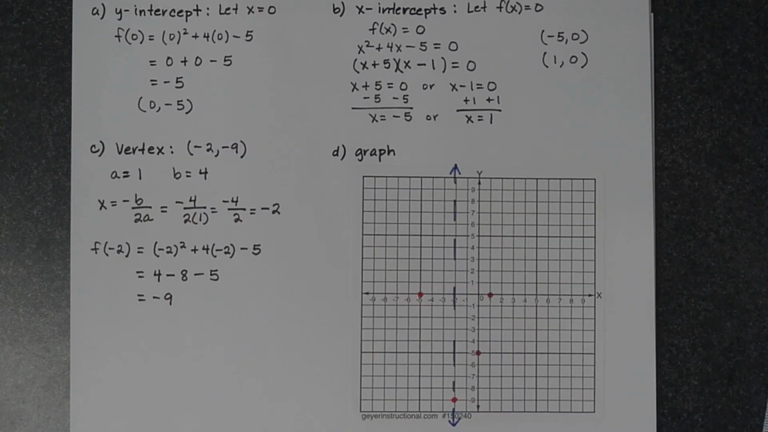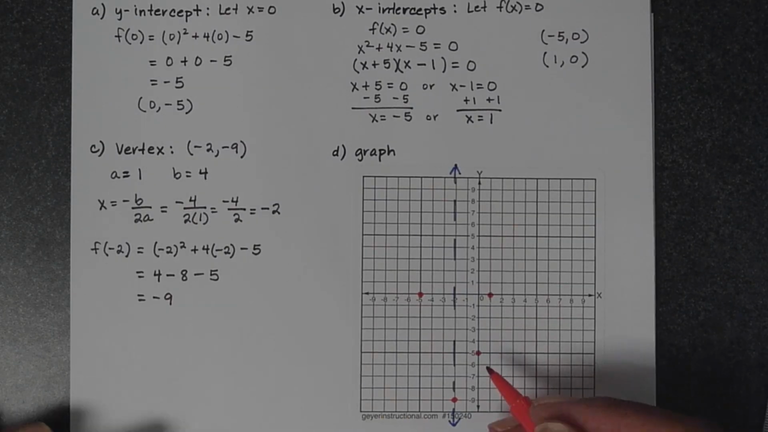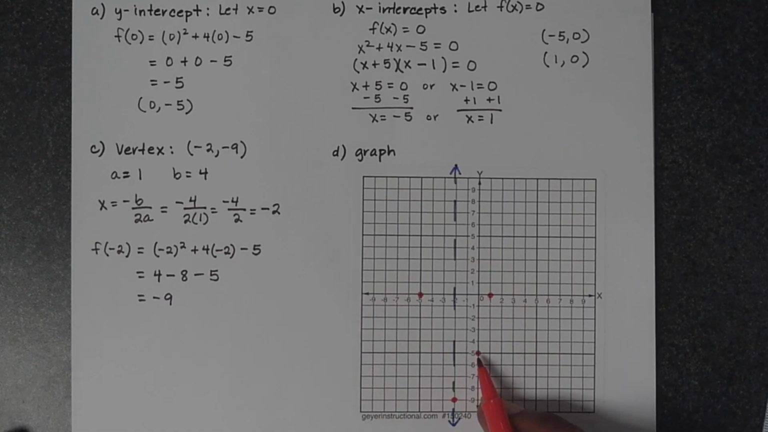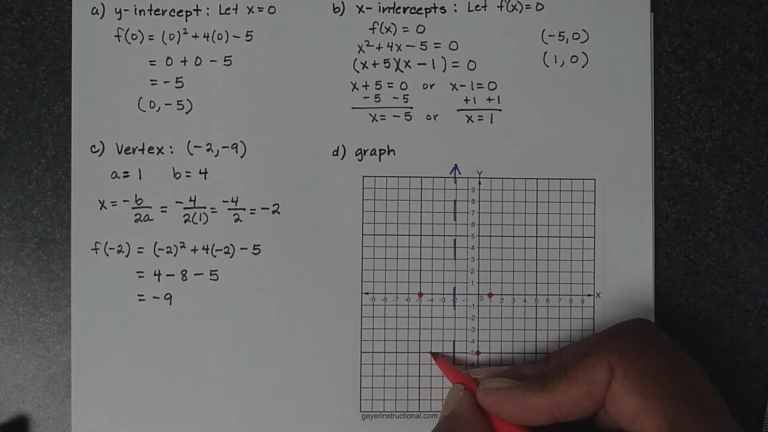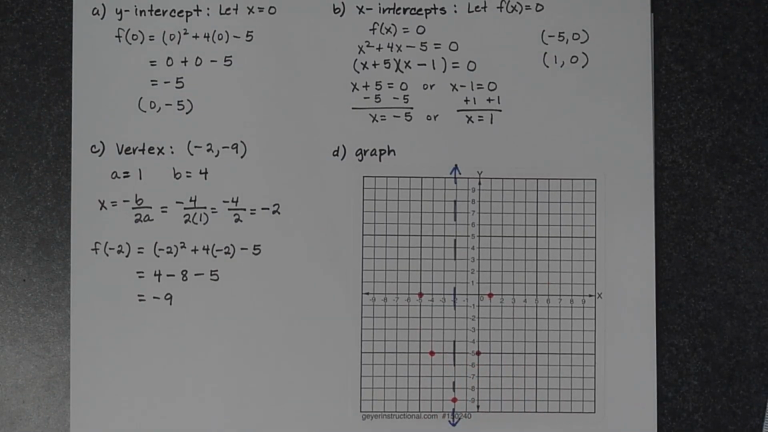Now, to get an additional point, we have to deal with symmetry here. Here's my y-intercept. That y-intercept is 2 places to the right. So a point on the other side of that axis of symmetry must be 2 places to the left. So it would be right here with the same y-coordinate.